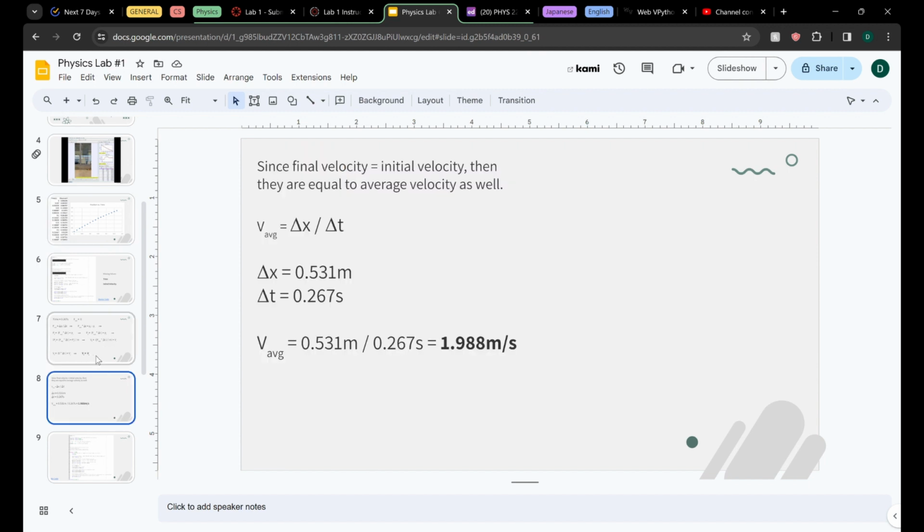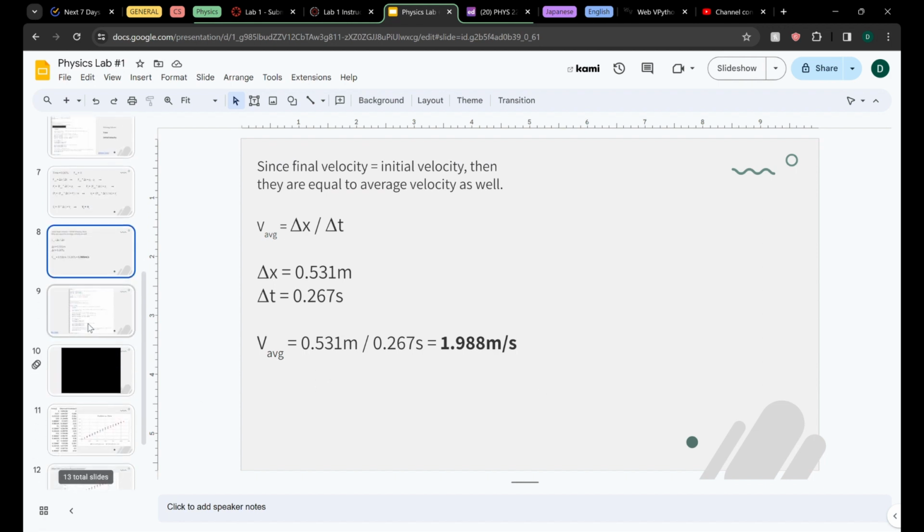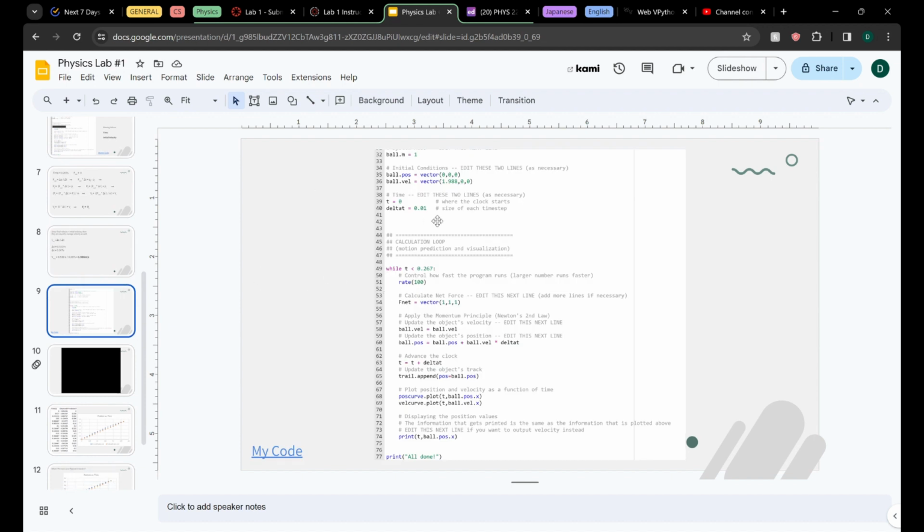When we put that into the formula, we're left with V average equals 1.988 meters per second. So now we have those two values: 1.988 up here, and 0.267 right here. We're able to run the code, and we're left with this.